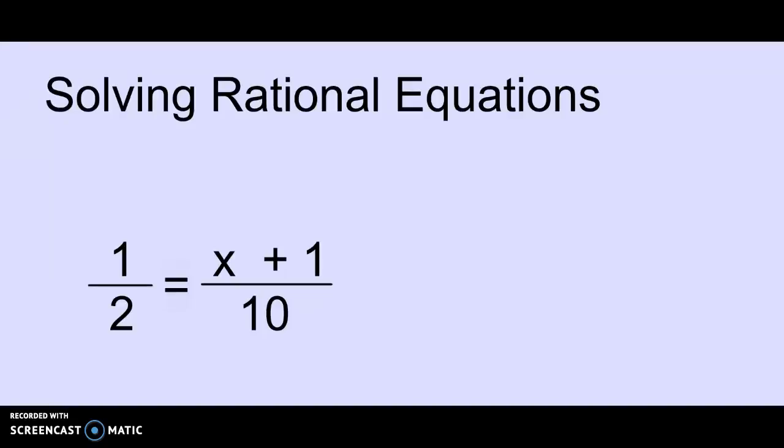Good morning. Today we're going to talk about solving rational equations. So I'm just going to go over what we did yesterday in class. When you have a very simple one like this, you could simply just cross multiply. Everybody knows how to do that, so I'm not going to go over it.